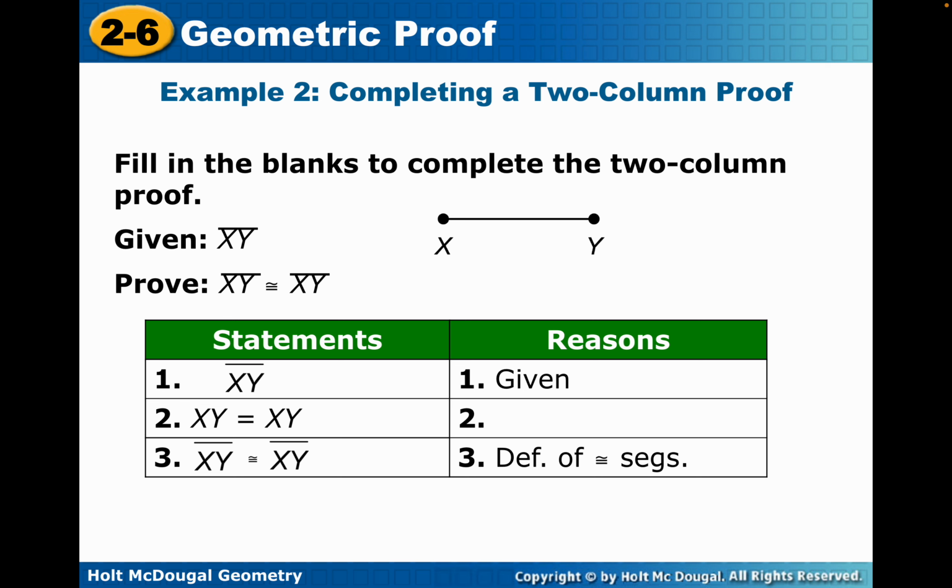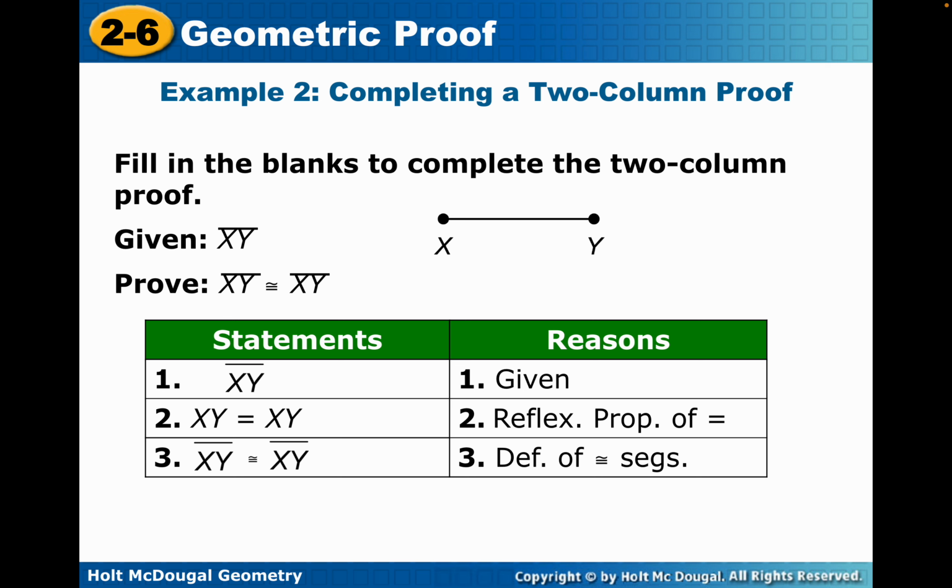So we write our given. We put that in the first statement. We put that as the first reason. All right, next one, it says that xy is equal to xy. Who thinks they know the reason for this? What do you think, Jordan? Perfect. It's going to be reflexive property. So that's our reason. And then on the last one, we put what we have to prove. So xy is congruent to xy. And that's because of the definition of congruent segments.